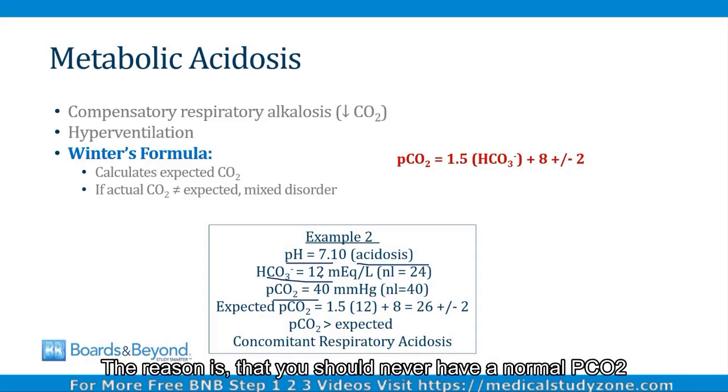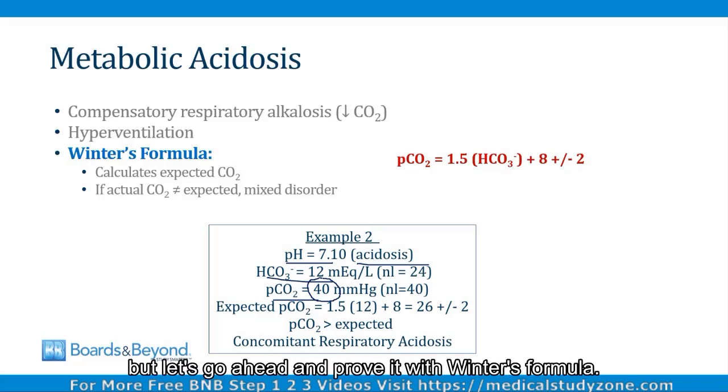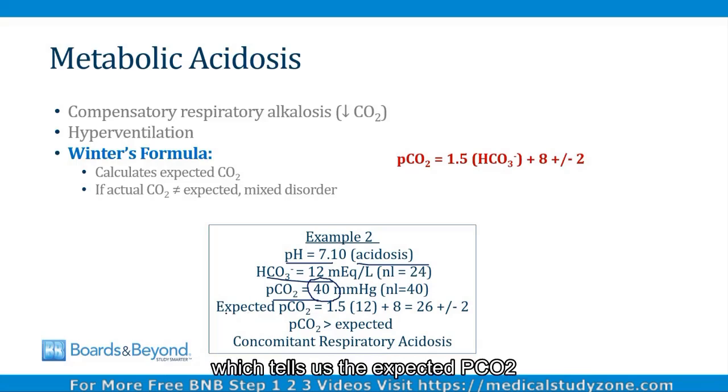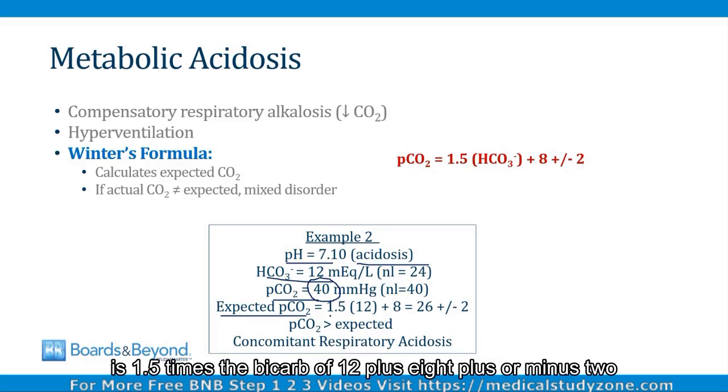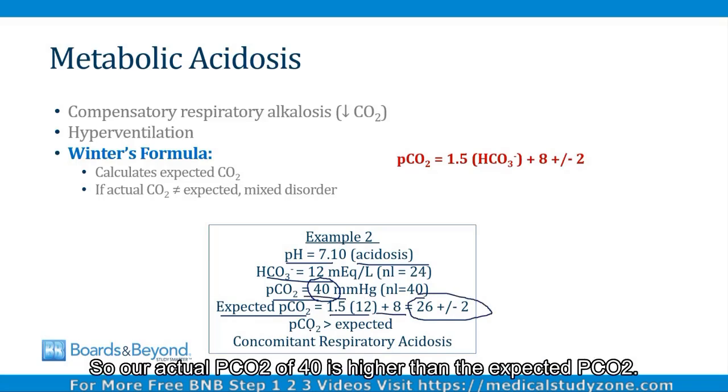The reason is that you should never have a normal PCO2 in the setting of an acidosis. This is very unusual. So probably we have a second disorder, but let's go ahead and prove it with Winter's formula. So we apply Winter's formula, which tells us the expected PCO2 is 1.5 times the bicarb of 12 plus 8, plus or minus 2. And this works out to 26 plus or minus 2. So our actual PCO2 of 40 is higher than the expected PCO2.